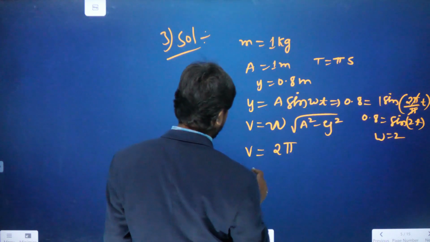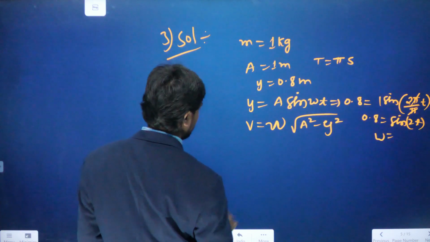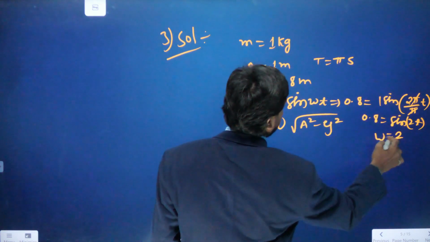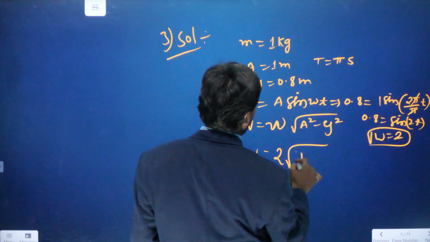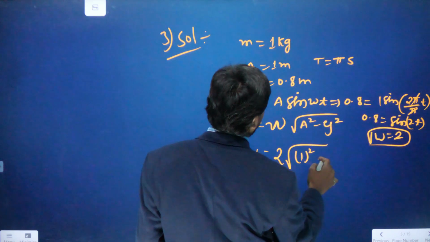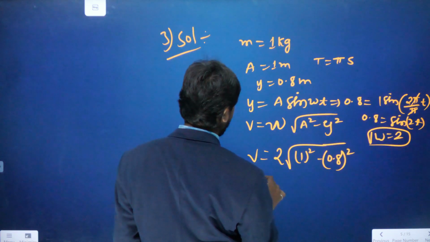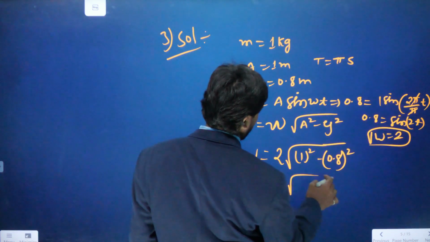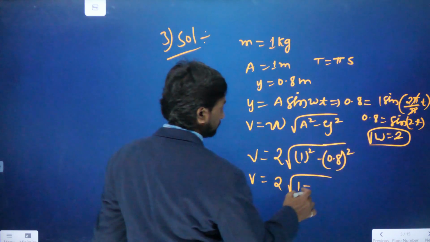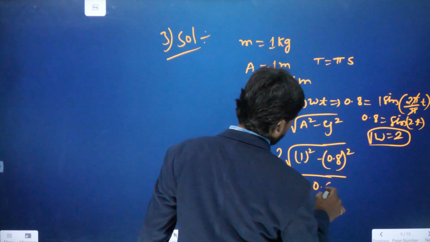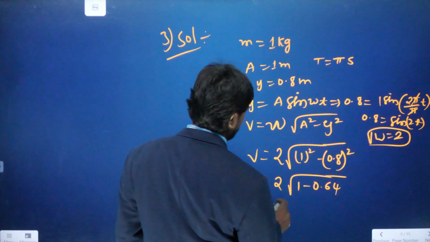So now the v value: v is equal to omega, which is 2 radian per second, into the square root of a square, which is 1 squared, minus y square, which is 0.8 squared. So v is equal to 2 into the square root of 1 minus 0.64.